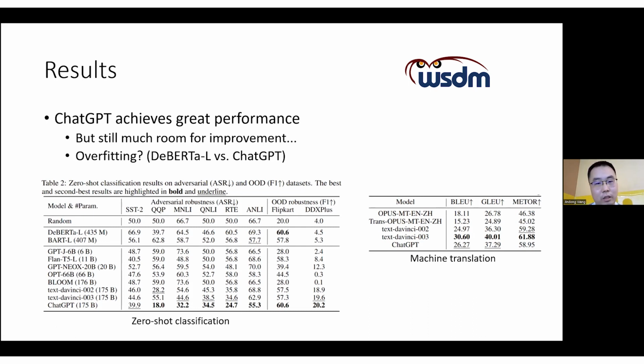It's the second conclusion. But the third conclusion is related to overfitting. You can see that for this OOD robustness task, which is the F1 score, the higher the better, ChatGPT just achieved the same results as the BERT-based model, which is a very, very small model compared to ChatGPT. And maybe we think there could be some overfitting happening on ChatGPT because there is a lot of training data and the model structure is very complex.